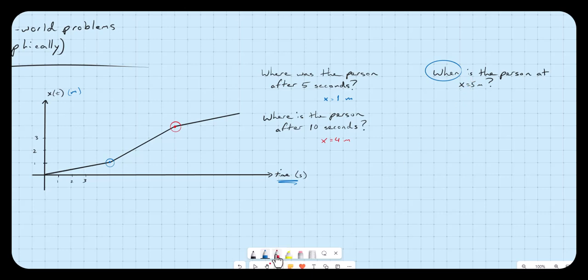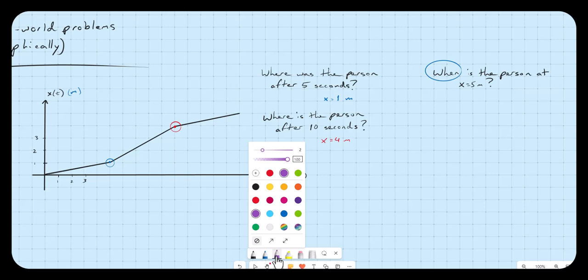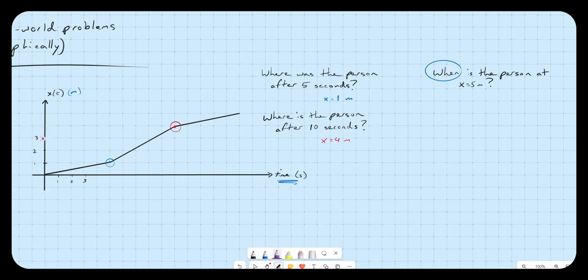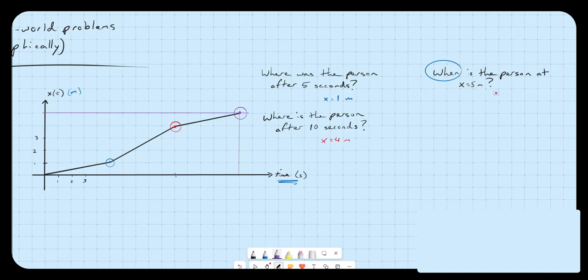So when x is 5 meters, I'm going to draw my line, 3, 4, 5, and I'm looking for where my function meets that, which is right at this location. This location happens at t equals 4, 5, 6, 7, 8, 9, 10, 11, 12, 13, 14, 15. t equals 15 seconds. Last question that I want to be able to do with this.